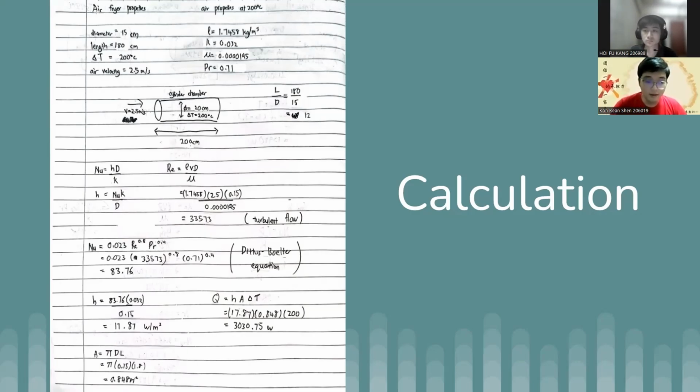Since this is a turbulent flow, we can use the Dittus-Boelter equation, which is Nu equals 0.023 times Re to the power of 0.8 times Pr to the power of 0.4. Substituting in, we get 83.76. After that, we substitute it into the heat transfer coefficient and find h is 70.87 W/m²K. After that, we want to find Q. Q equals h times A times delta T, and we get 3030.75 watts. So that's all for the calculation of the air fryer.